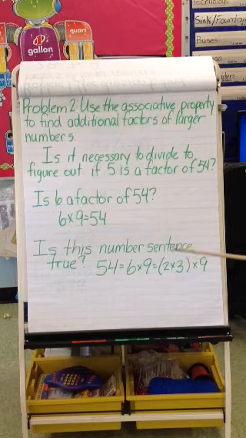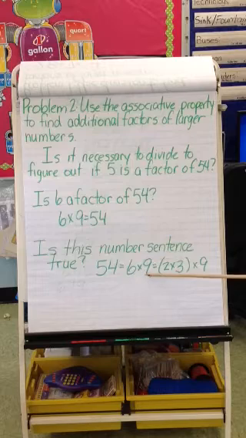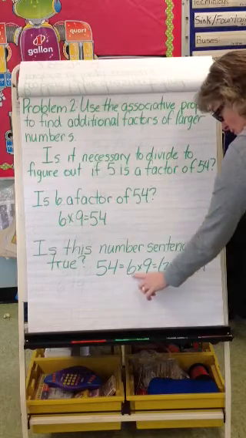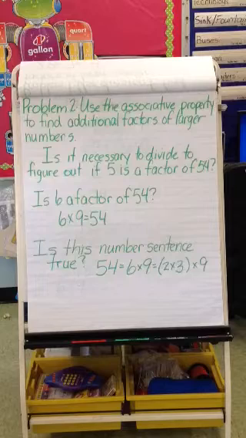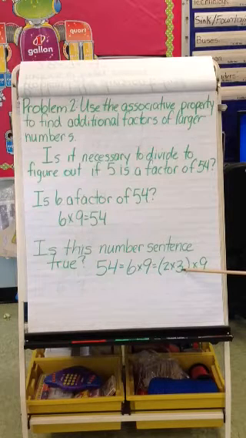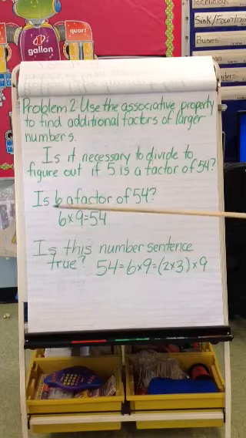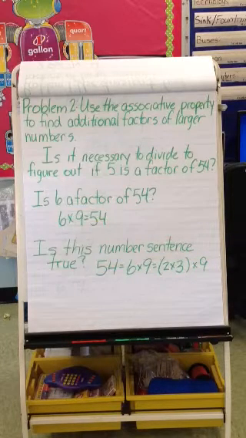So let's look at this number sentence. 54 equals 6 times 9, which also equals 2 times 3 times 9. This sentence is true, because what I did is I broke the 6 down to 2 times 3. Well, 2 times 3 is 6, times 9 is still 54. I did put parentheses around it, and this is what you will see when we talk about the associative property. We're going to talk about parentheses, and we're going to move them around a little bit too, as you will see.